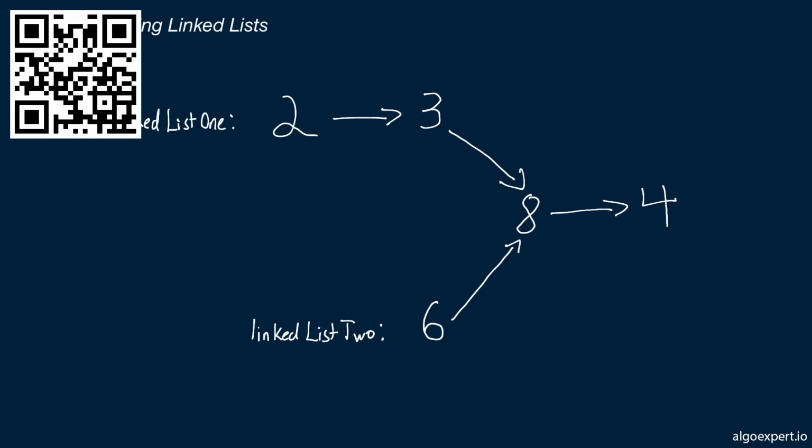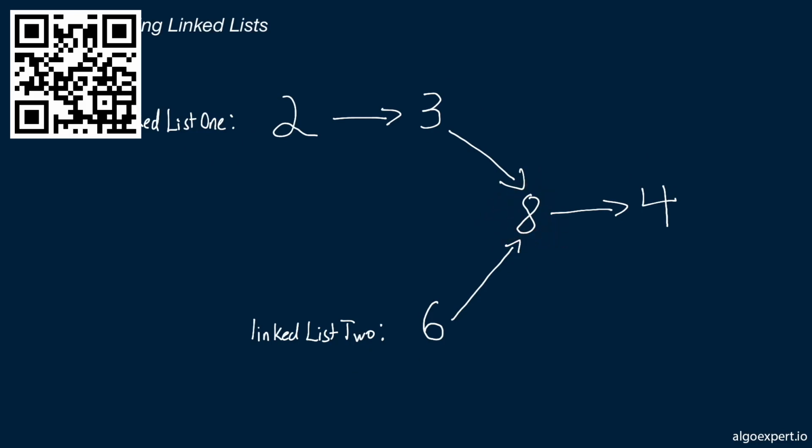So for example, linked list 1 starts with this node 2, and then we have the node 3, and then we have this node 8, and then the node 4. Linked list 2 starts here with 6, the next node is going to be the same 8, and then the next node is that same 4. And the goal of this problem is simply to return whatever node is the intersection point, so where the two linked lists merge. So in this case, we would return this node 8.